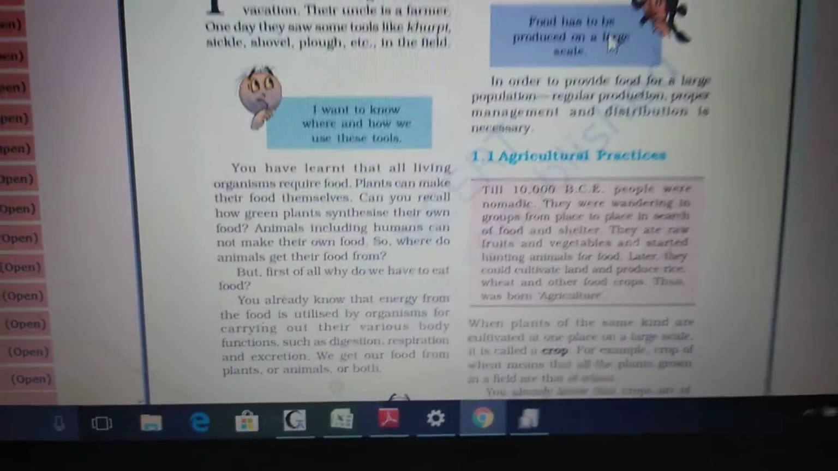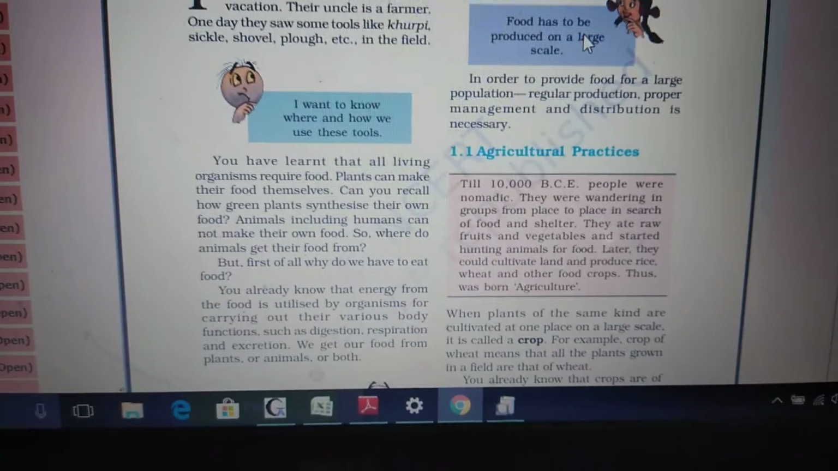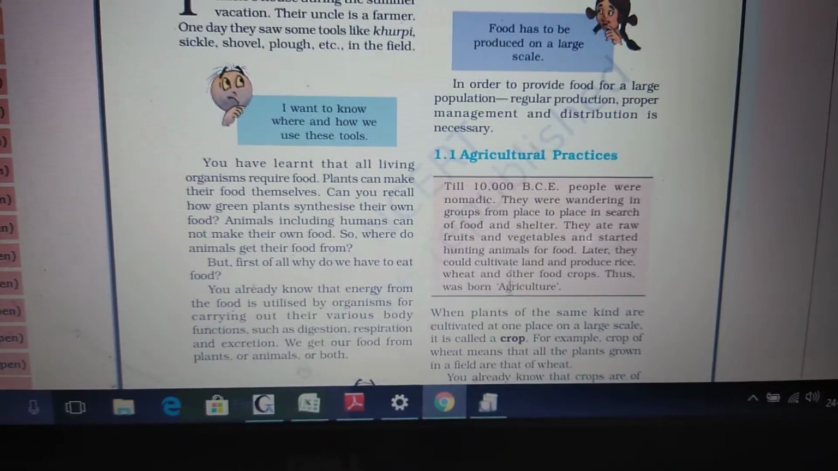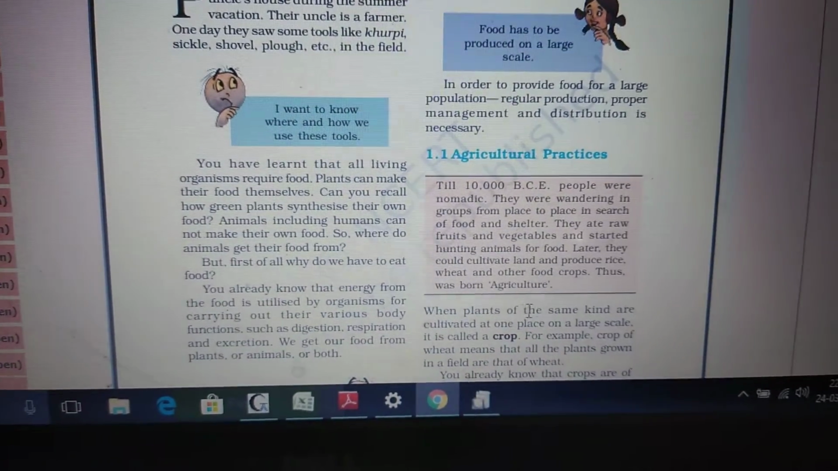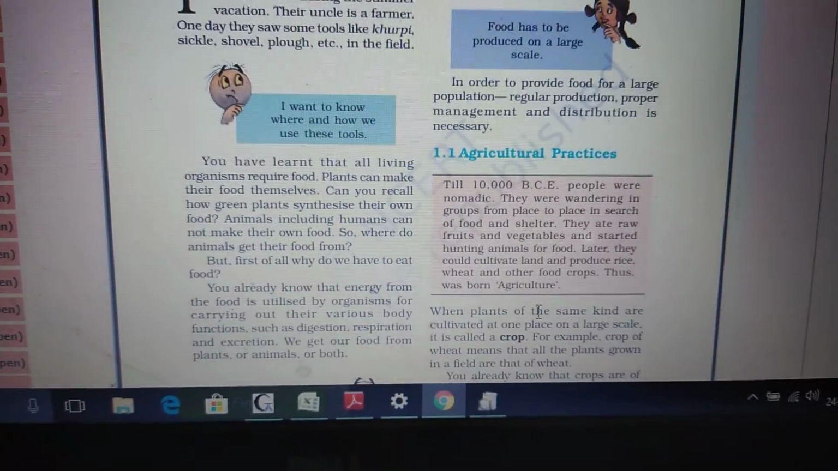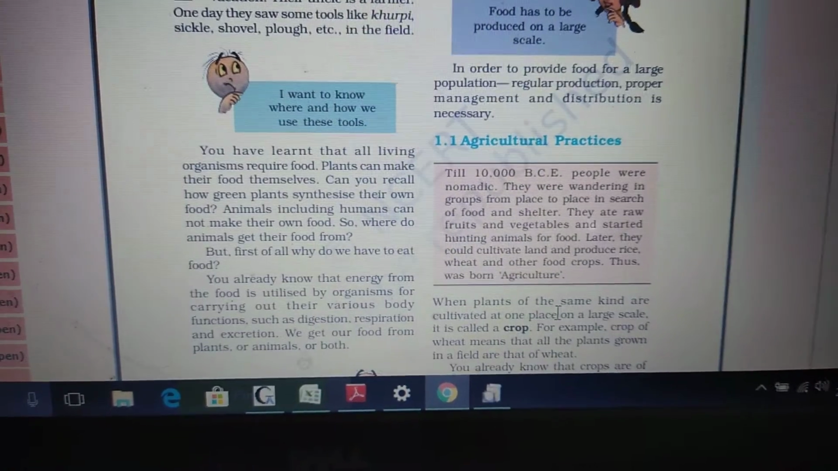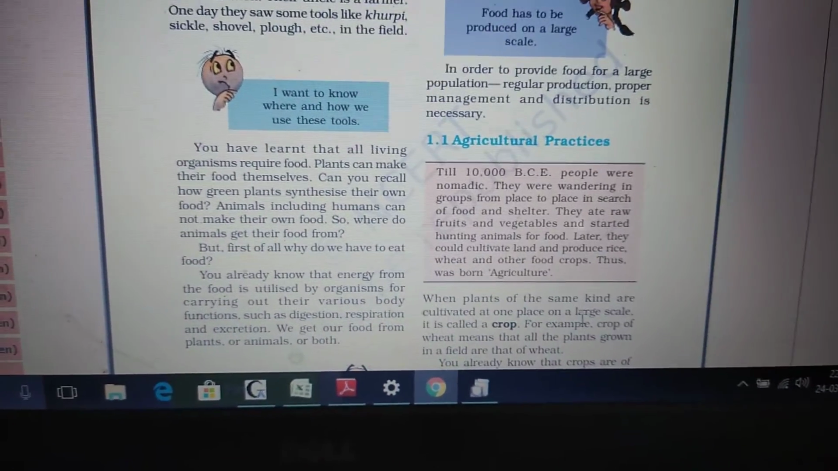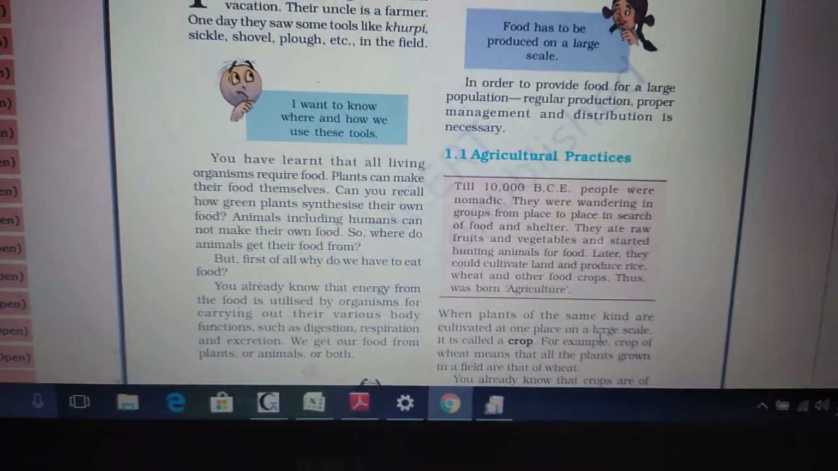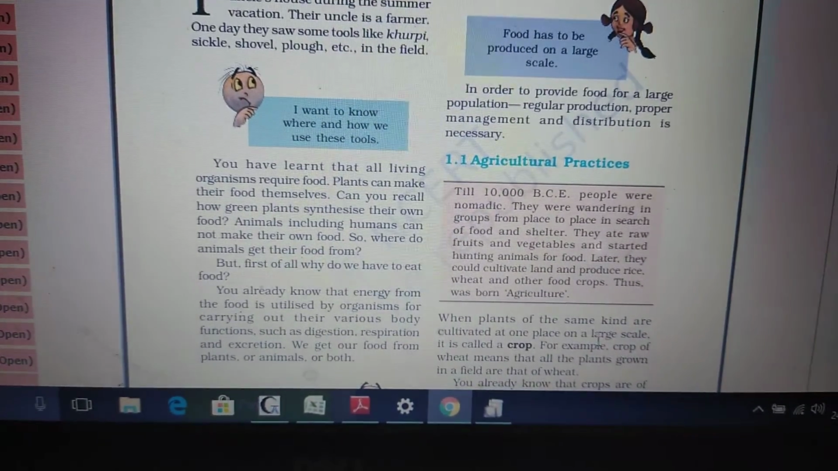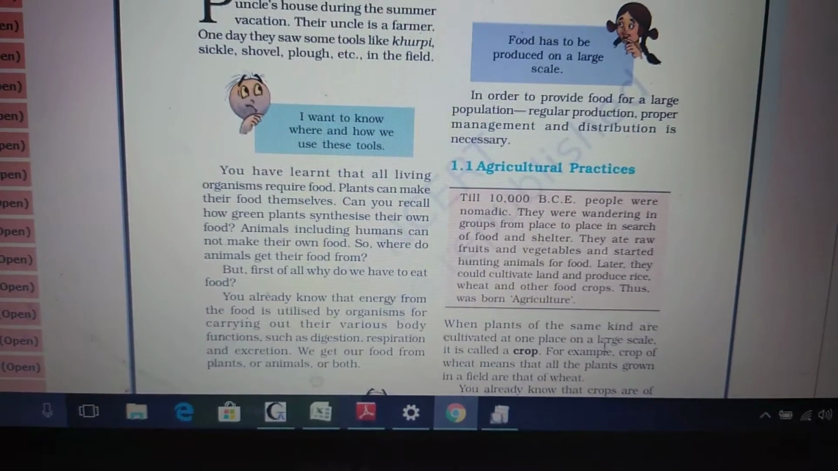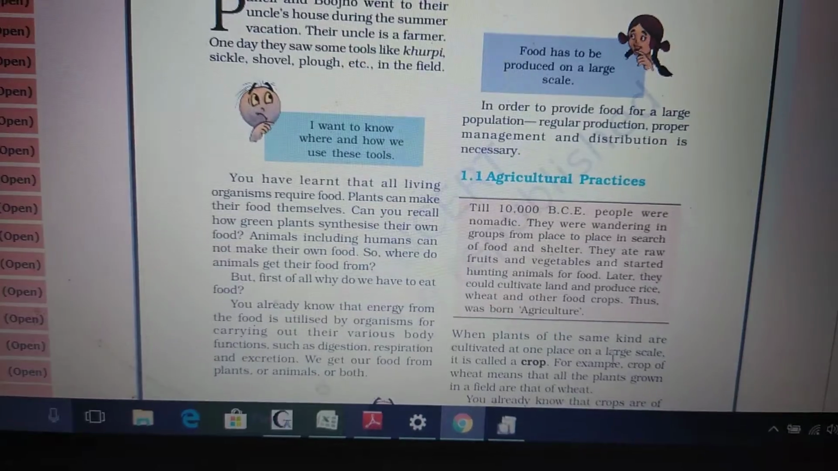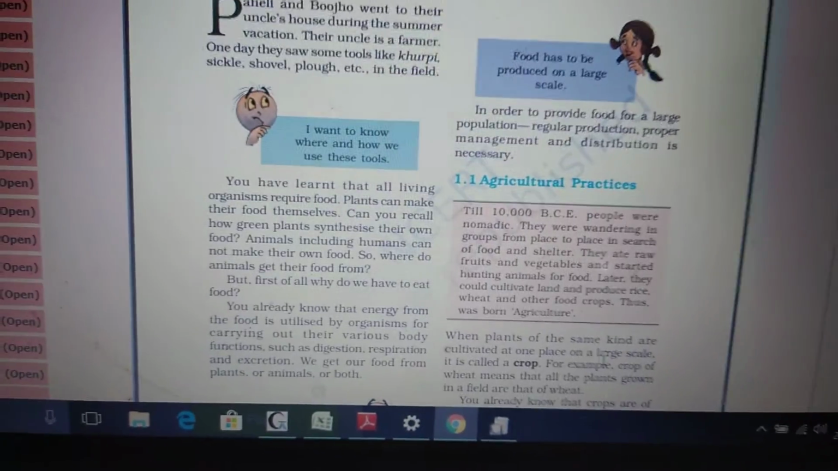Now let me tell you, what do you actually mean by a crop? You can see here, a crop is nothing but when plants of the same kind are cultivated at one place on a large scale. So when you are growing paddy at a very huge scale, the same kind of plant grown at a very large scale, that is when I call it a crop.